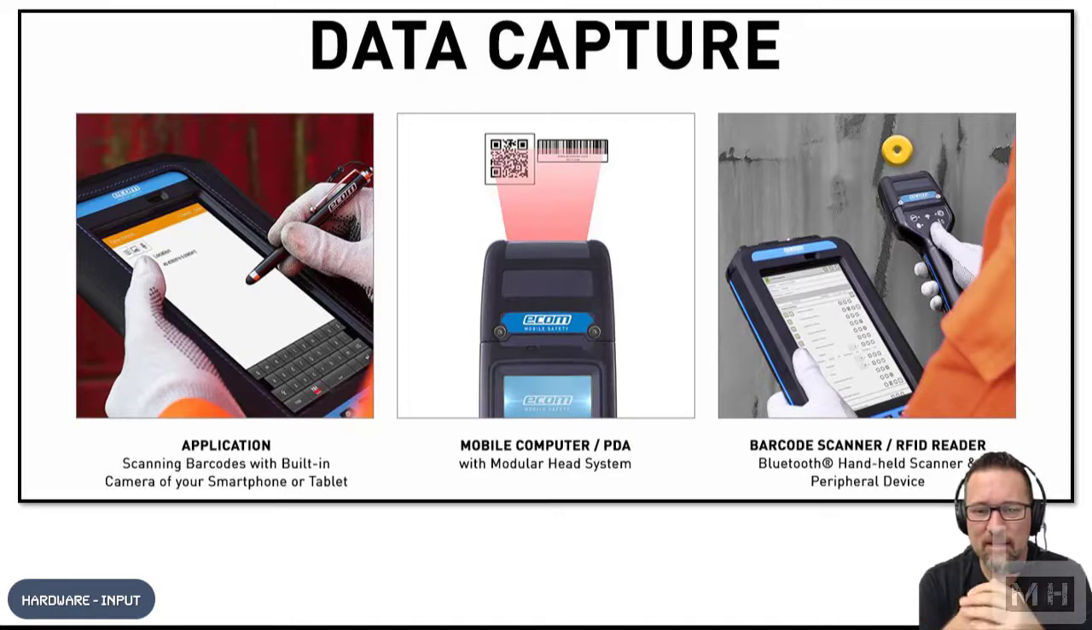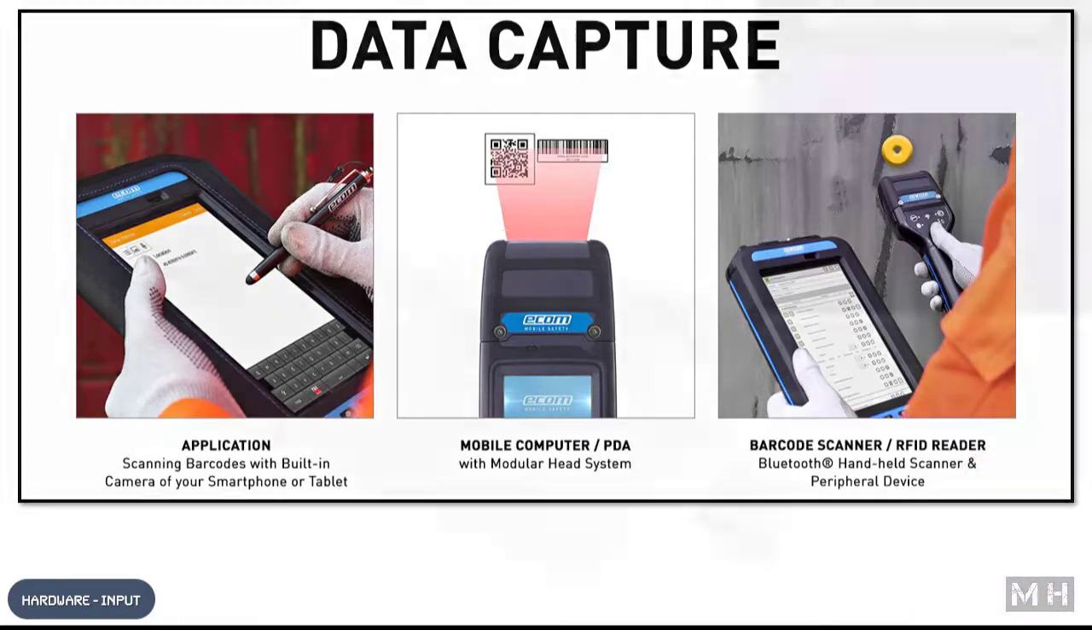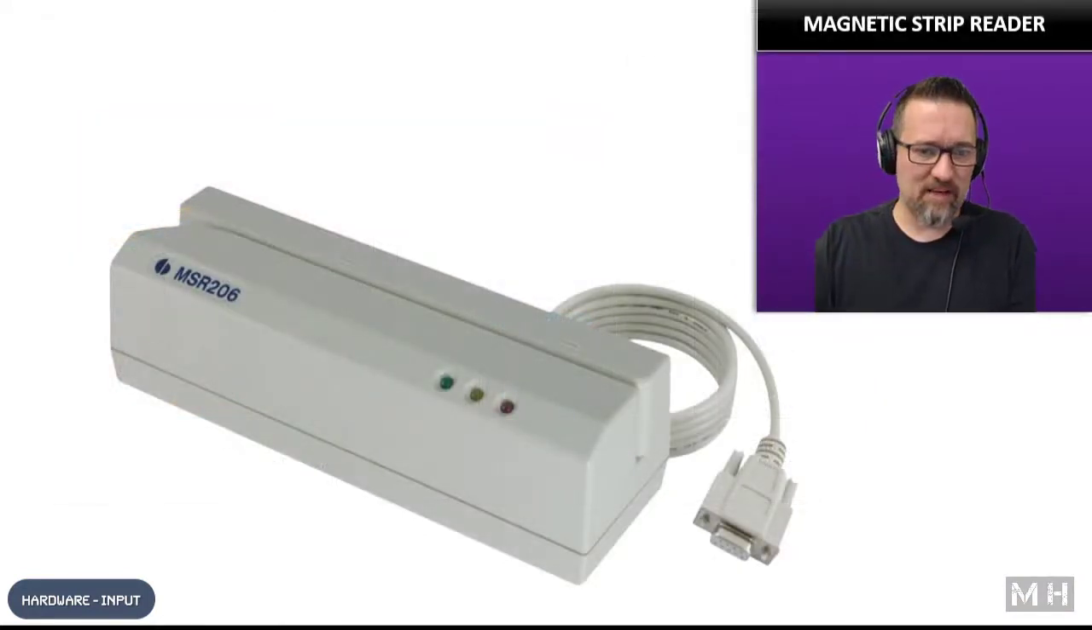And then of course there's another one there. There you can see we have two handheld devices. One is the barcode scanner. Another one is also an RFID reader. It reads RFID tags and then takes that information and puts it somewhere. So let's go and have a look at the various devices that we use for capturing data. Okay, here we have a very common one. It doesn't look like that these days.